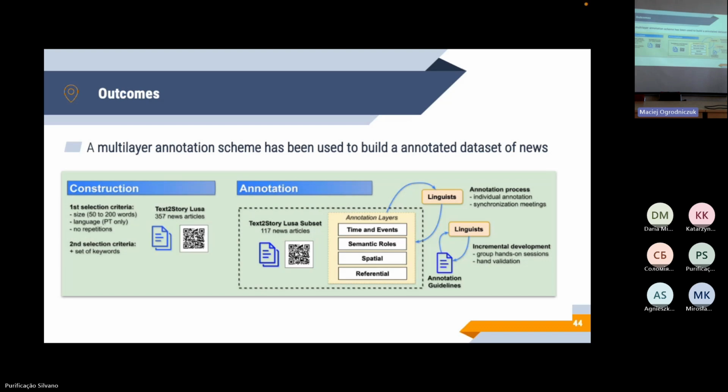We have been working with some annotators, but we also tried to do some inter-annotator agreement to validate not all, but a sample of the annotated data.